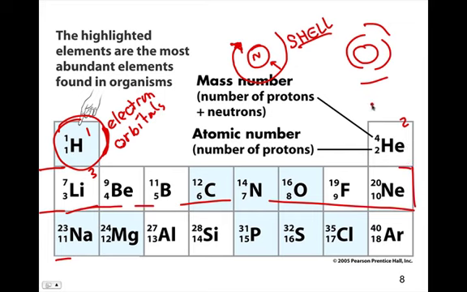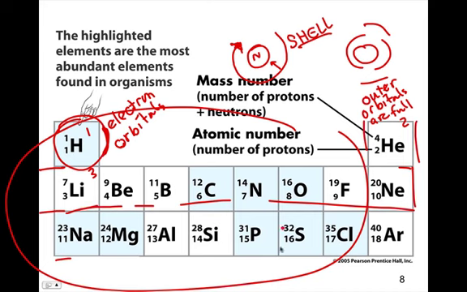So over here on the far right, these outer orbitals are full in this column. So we start a new row because there's a new outer orbital. These outer orbitals are not full. The outermost orbitals are partially full, and the outermost orbitals have what are called valence electrons.